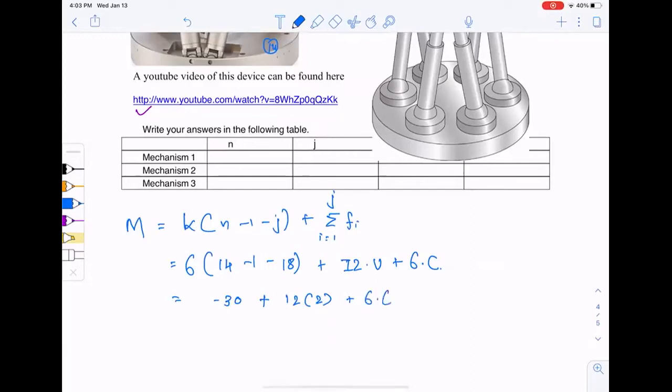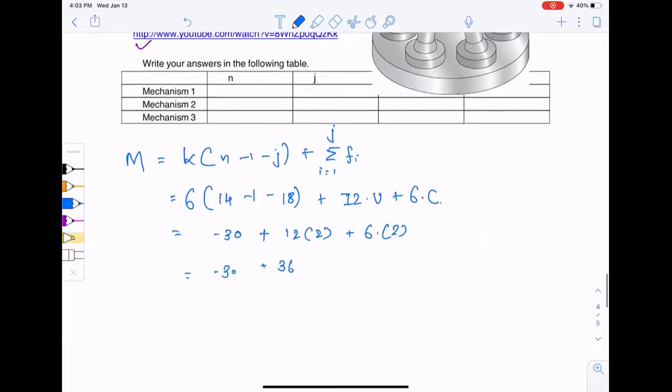Connectivity of cylindrical joint is also 2. So that will be plus 30 and equal to 6. So mobility in this case is 6.